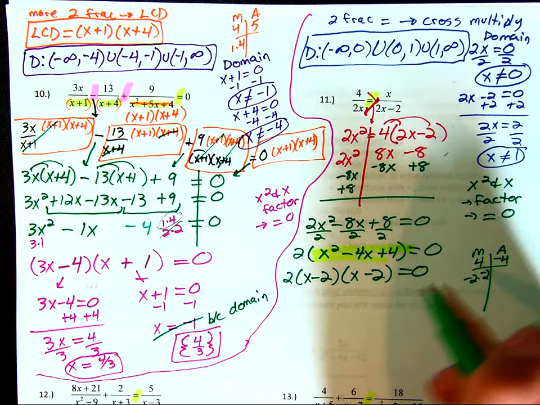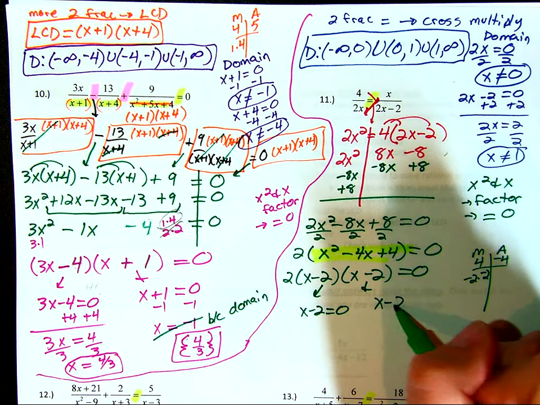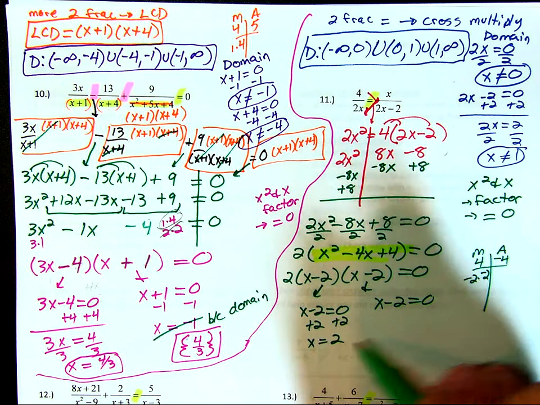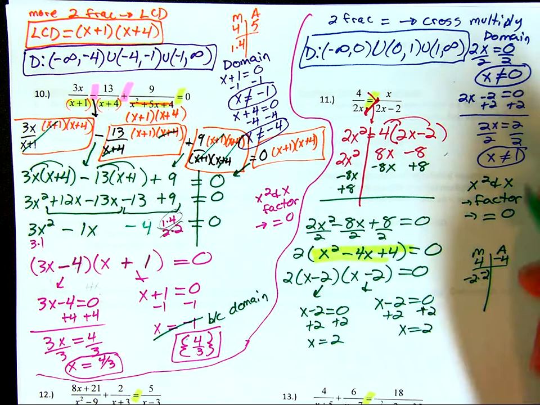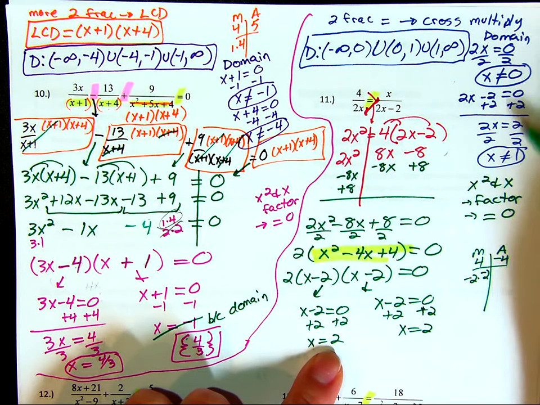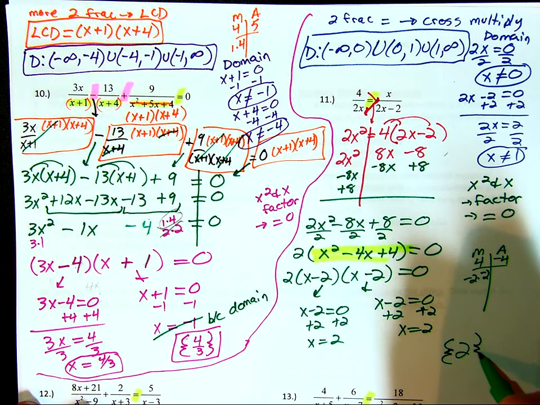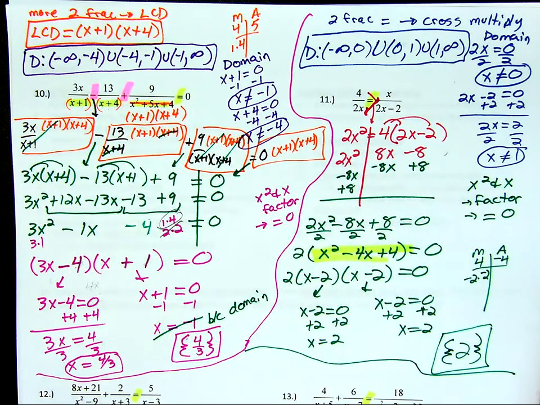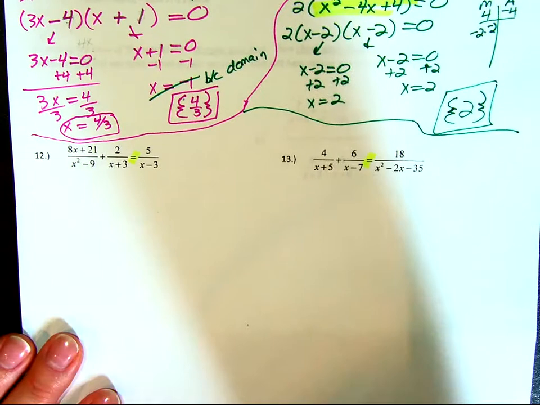Set each piece equal to 0, and solve. So x equals 2. x equals 2. Check your domain. Again, 2 is acceptable, so my final answer is just 2, and that answer of 2 just happens to occur twice. All right, on to the last two from this review.